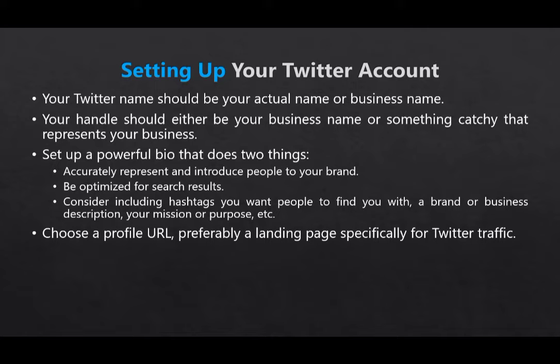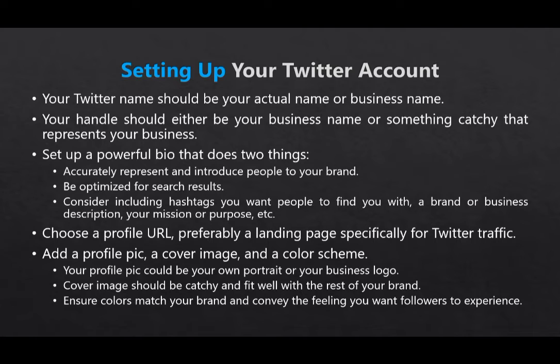Finally, you'll want to iron out the visual representation of your brand by choosing a profile pic, a cover image, and a color scheme. Your profile pic could be your own portrait. Make it snazzy and professional, or your business logo. Your cover image should be catchy and fit well with the rest of your brand image. Consider throwing a call to action in there too. As for your colors, just make sure they match your brand and convey the feeling you want your followers to experience. The general idea with all these things is to keep your brand representation consistent across all your social media platforms.